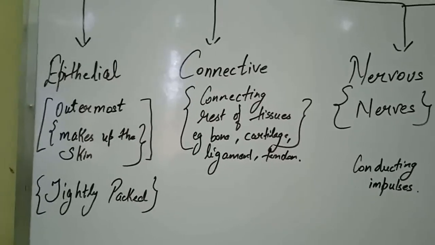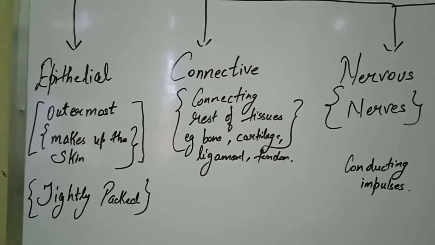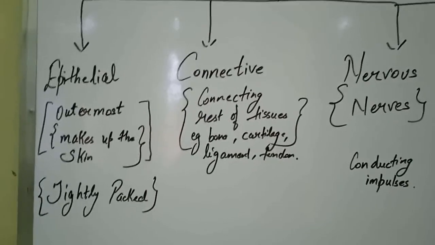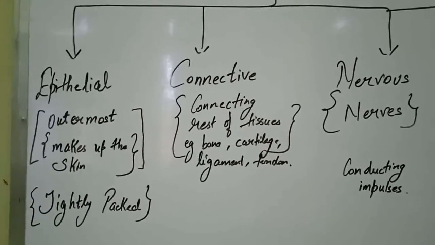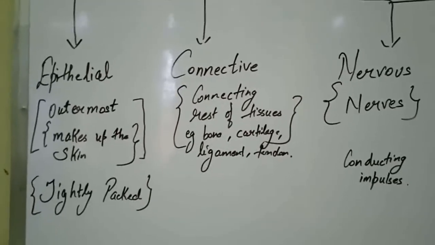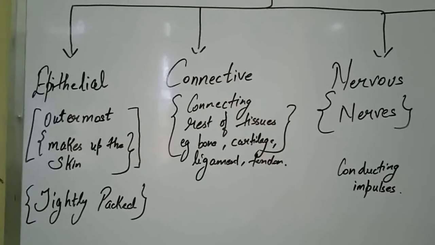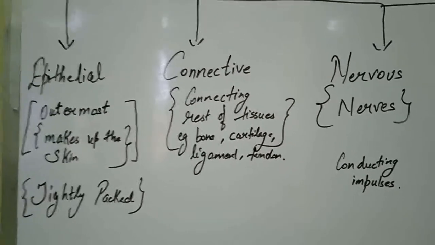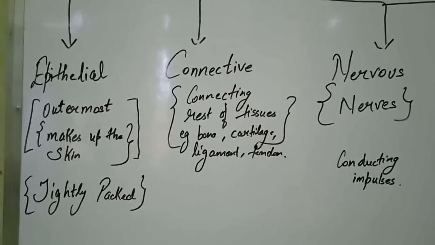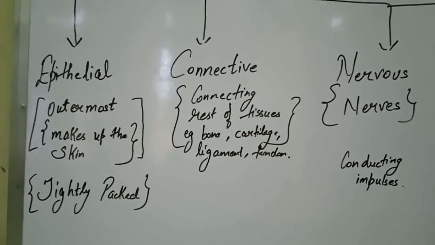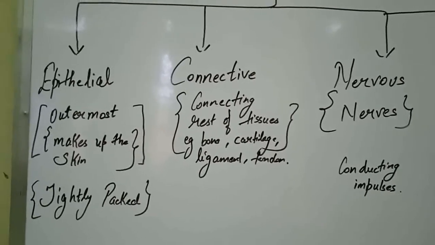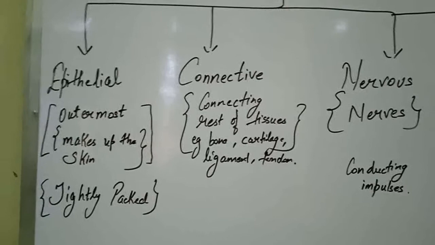And the very important factor which you have to keep in mind while studying the epithelial tissue is that the cells in the epithelial tissue are tightly packed together, compactly packed together. Why? Can you list the reason? So that the microorganisms cannot enter our skin. So that's why the cells are tightly packed. If they are not tightly packed, the microorganisms will get some space to enter our body. So epithelial tissue is found in the outermost layers of the organs. It makes up the skin, and the cells are tightly packed together.